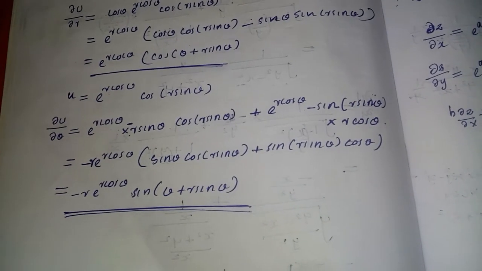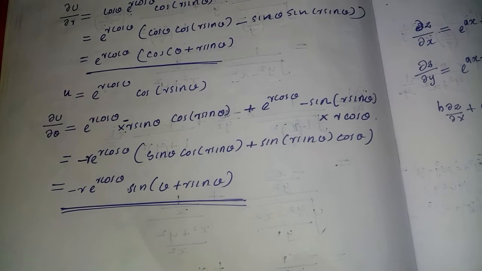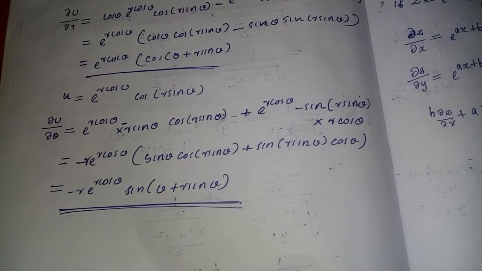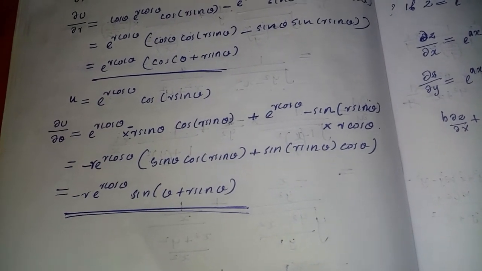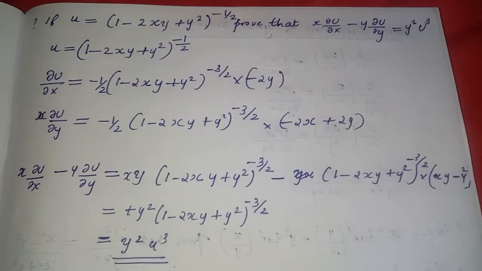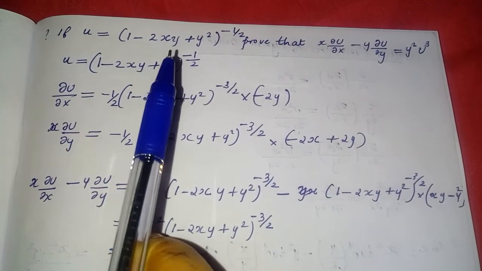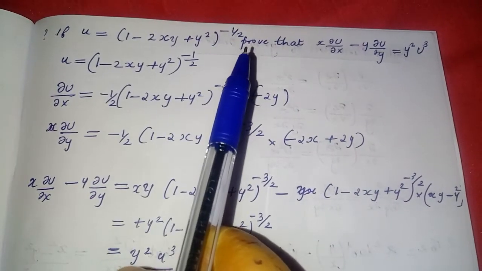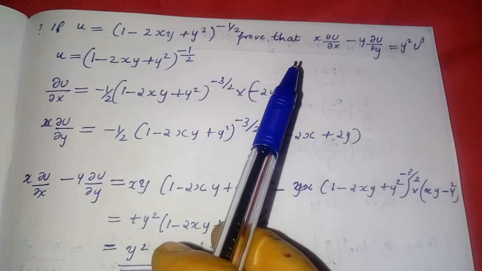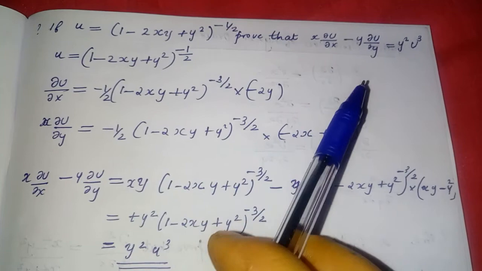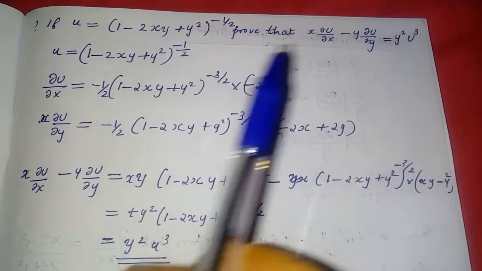So only one thing we have to remember: you consider one as a constant, another as a variable. Okay, here also we are using the same idea. If u is equal to (1 minus 2xy plus y square) all power minus half, prove that x ∂u/∂x minus y ∂u/∂y is equal to y square u cube.